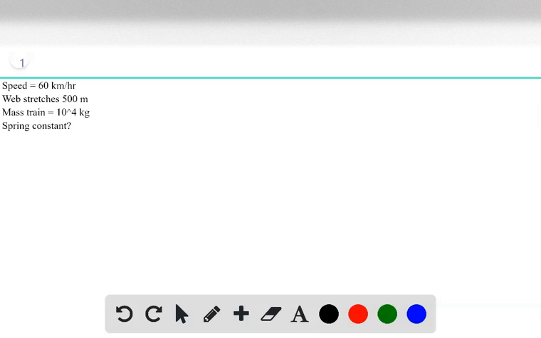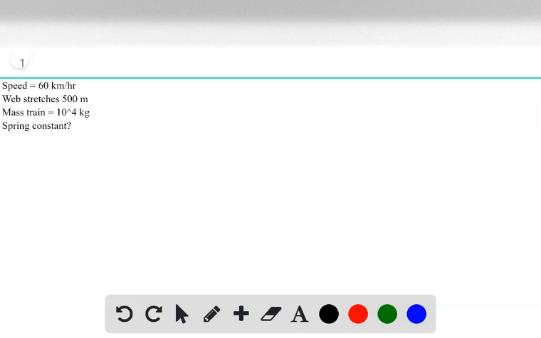All right, so the question is, if Spider-Man's webs are like a spring, what's the effective spring constant given these circumstances? All right, so the train is moving at 60 kilometers an hour, the web stretches 500 meters, and we're given the mass of the train.